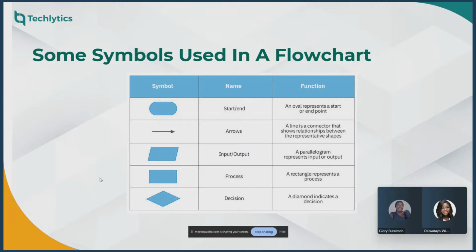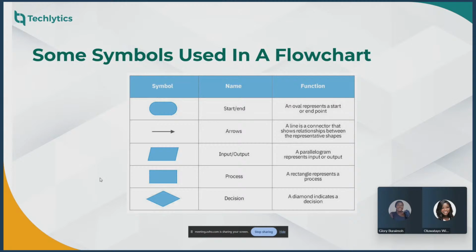There are other symbols out there. You have your document symbol, as if maybe a document is being printed out from a particular system. You have your display symbol. Maybe you're working on the system, then maybe you put in your wrong login details, and the dialog box that comes up on the system tells you maybe your login credentials are wrong. There's a symbol for that as well. There's also the manual input symbol, if you're putting something in manually.